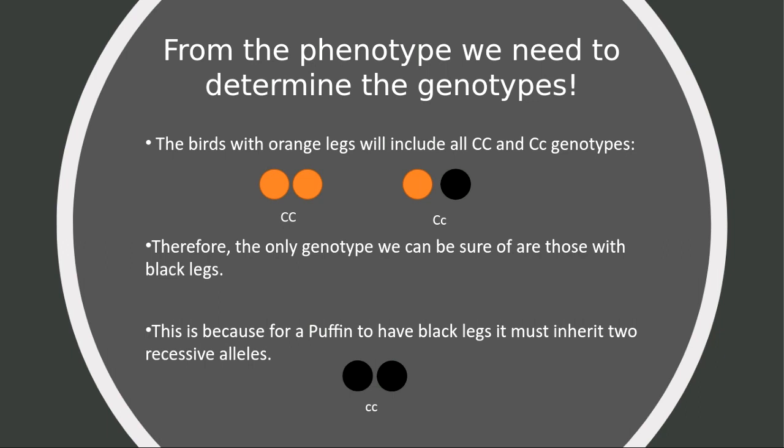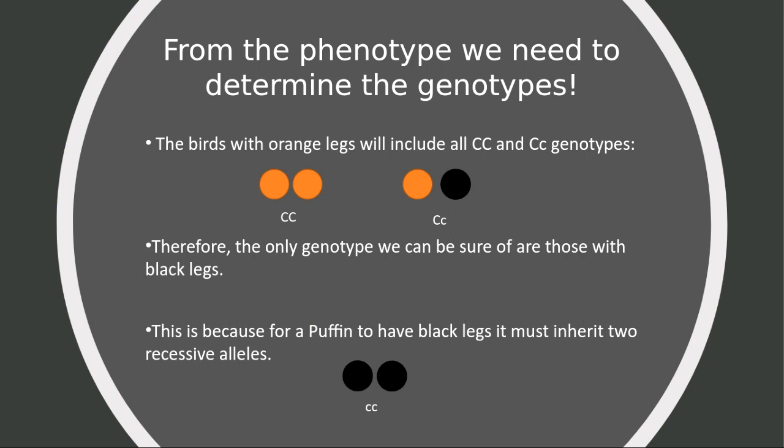This is going to include all the homozygous dominant and the heterozygous genotypes. So as you can see there, those individuals that have two copies of the orange allele, of course, they're going to have orange legs. And then those birds that have one dominant and one recessive, since these are Mendelian traits, the orange allele is going to mask the black allele, and all these birds are going to have orange legs.